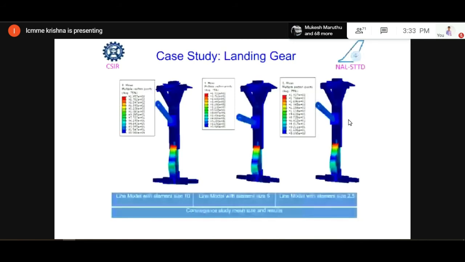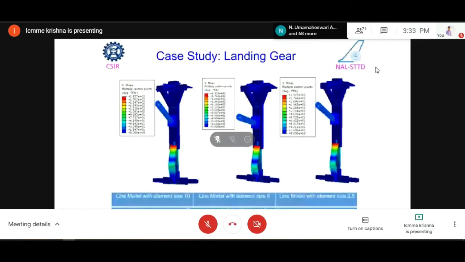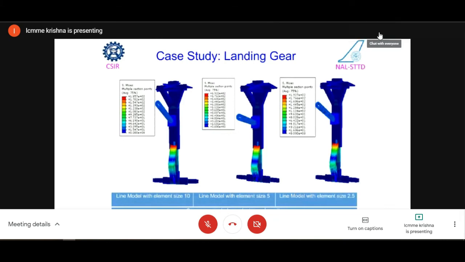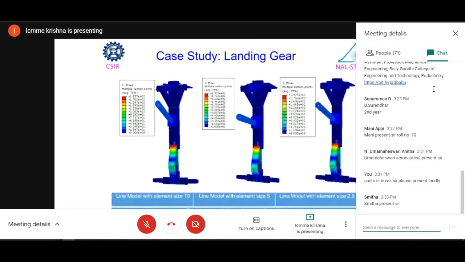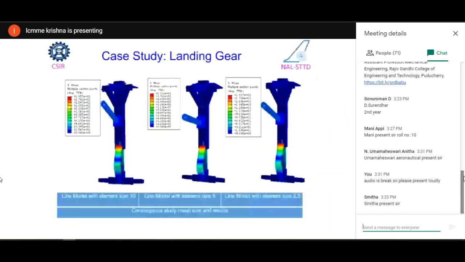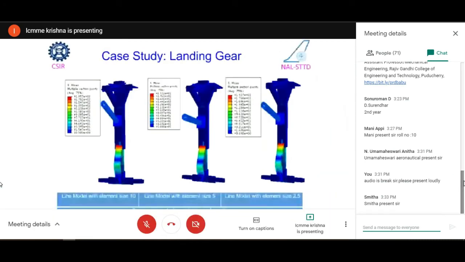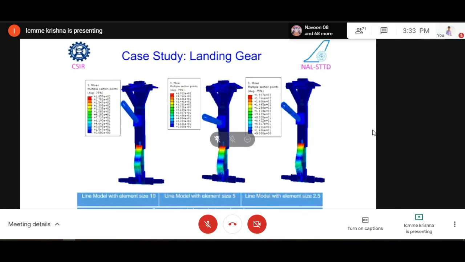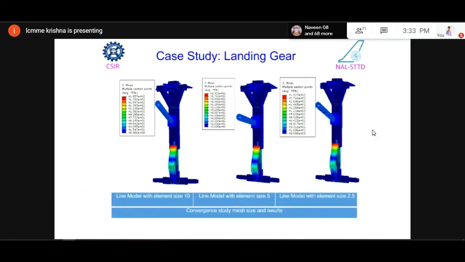Coming to a similar pattern, this is the 1D model of the three models, where I'm showing you 185.7, 192.2, 192.7. So as the element size decreases, the stress also stabilizes. The element sizes 10, 5 and 2.5 have been studied here. And this is the landing gear study where we have put the stress amplitudes on the screen, showing the convergence study of the mesh size, and the results have been shown here.